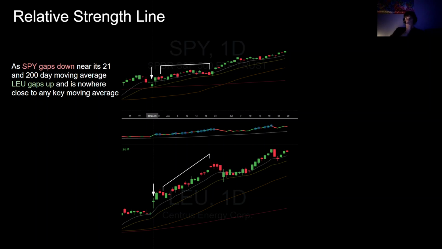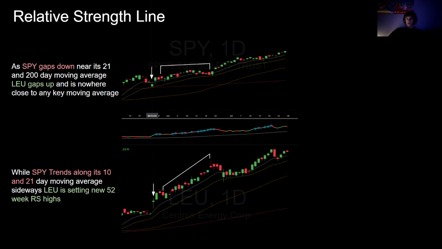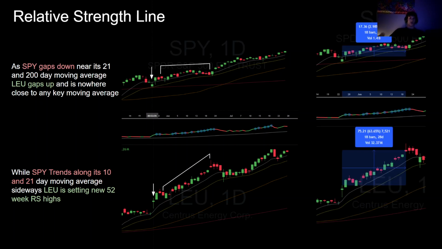And then during this time frame, LEU sort of is setting these 52-week highs along this whole range, and SPY is just sort of grinding along sideways between these two moving averages, the 10 EMA and the 21 EMA. And then during this time frame, SPY made just under a 3% move, and LEU made just under a 64% move. So the relative strength line is just sort of helping to identify and put yourself in front of the stocks that are going to be moving the strongest and have the strongest moves for that upside potential.